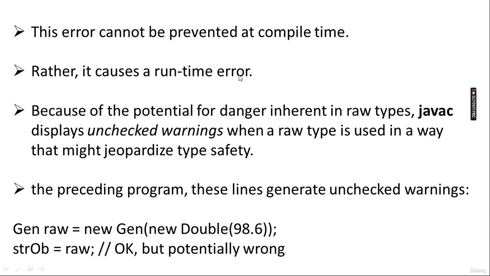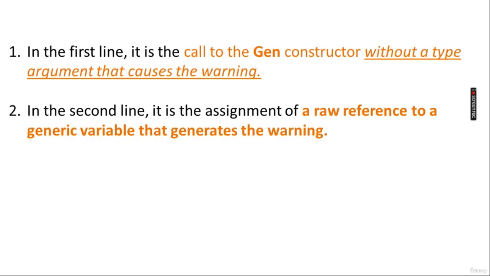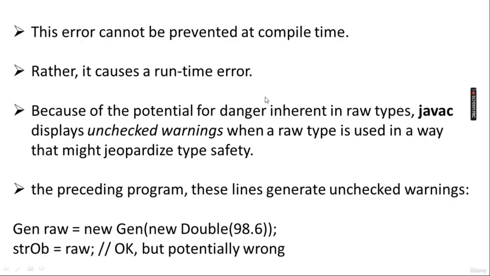In the preceding program, these lines generate unchecked warnings. Gen raw is equal to new Gen<Double>(...), and strOb = raw. Okay, but potentially wrong line. The first line is a call to the Gen constructor without a type argument, which causes the warning. Okay, so we are creating a raw type over here. Here it will create a warning.